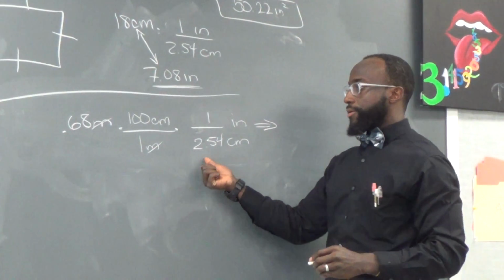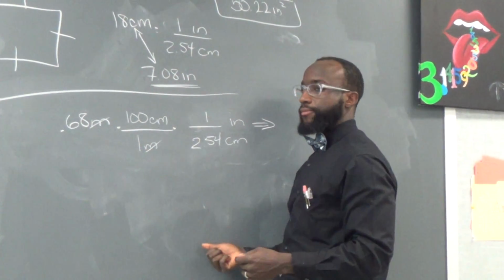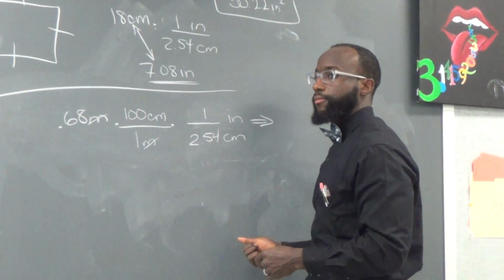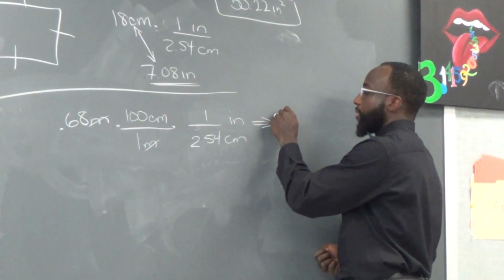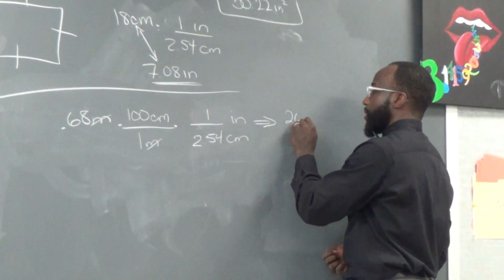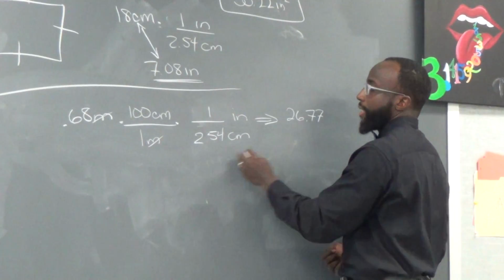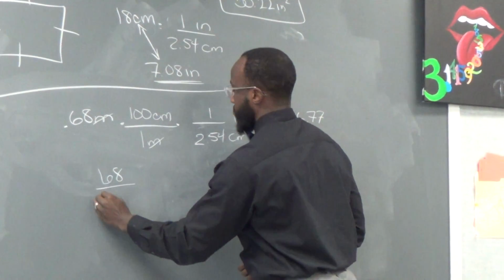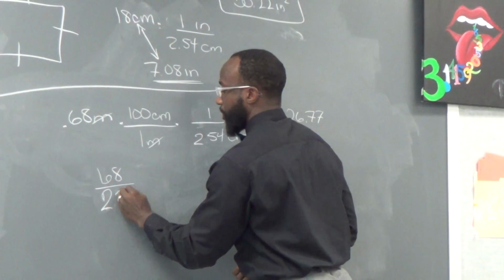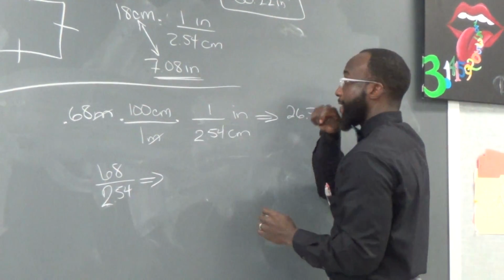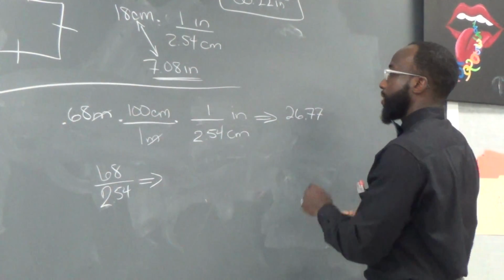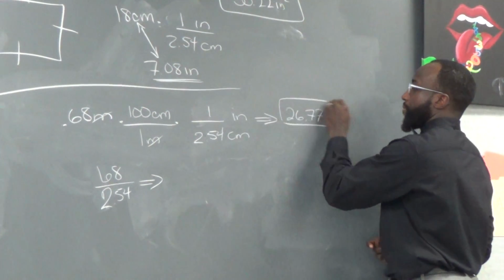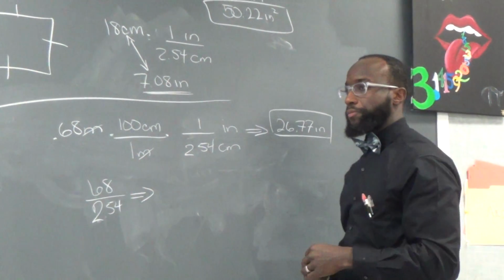26.77. Right. So this times 100 is 68, and you divided 68 by 2.54. And that's how we got this. That's our conversion, and this is in inches, right? Yep. There you go.